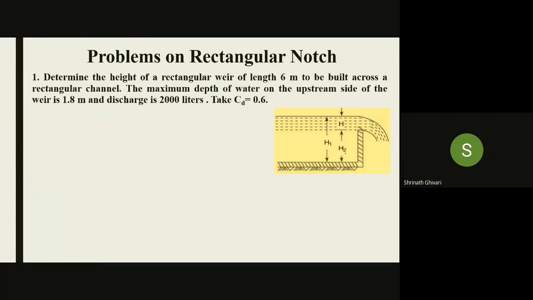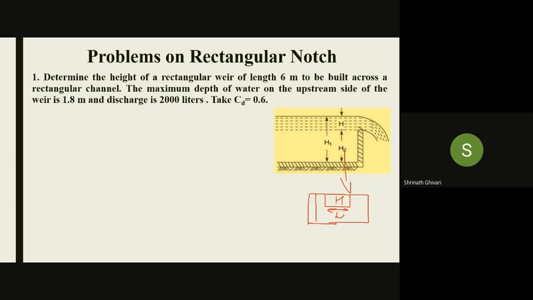Why? Because this is the length, the length is on that side, not this side. You are seeing it from the side view, so the length is on the perpendicular to the plane. I have told you what length is. If this is the rectangular weir and this is the length, I am drawing it now. This is the H total. So the maximum depth of water is how much?